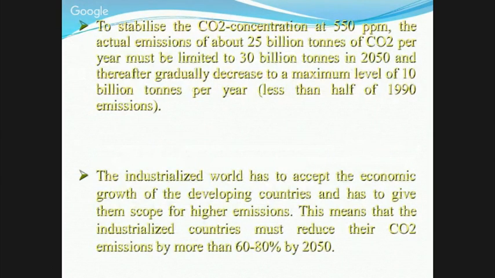So we have to stabilize the carbon dioxide concentration at 550 ppm. The actual emission of about 50 million tons of carbon dioxide per year must be limited to 30 billion tons by 2050, and thereafter gradually decrease to a maximum level of 10 billion tons per year, which is the base level, for which we have taken 1990 as the base year.